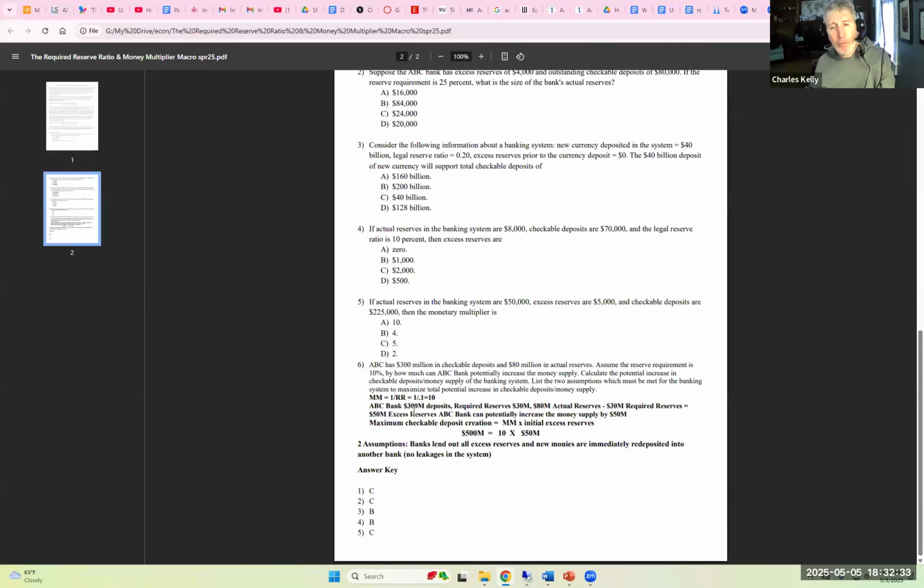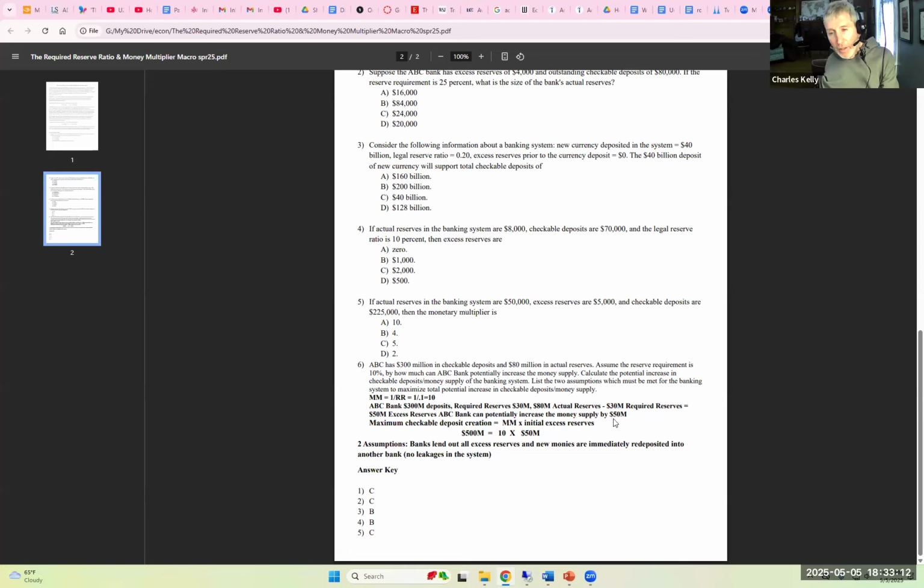ABC Bank deposits 300 million. Required reserve is 10% of that. That's 30 million. Then we use our equation: money multiplier times excess reserves equals potential money creation of the entire banking system. So ABC can lend out 80 minus 30. They have 80 in actual reserves, but they have to keep 30 of it. So they're capable of creating 50 million in new loans just by themselves.